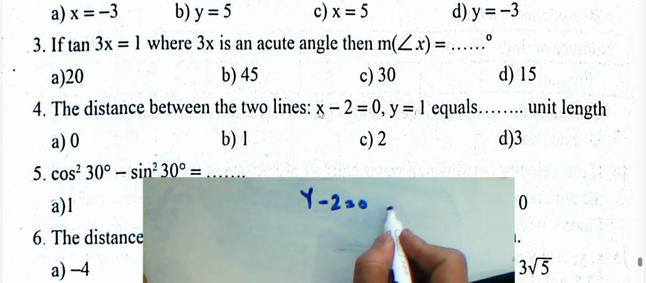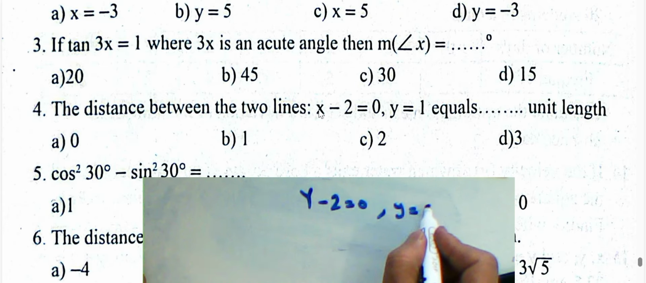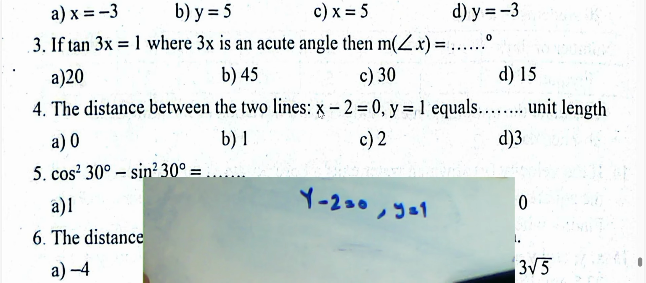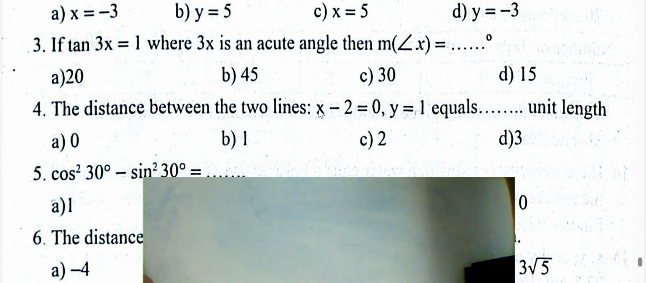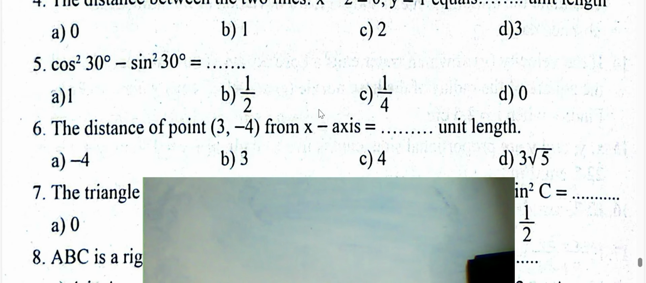You must change x here to y: y minus 2 equals 0. Then we have the equations y minus 2 equals 0 and y equals 1. This is the distance between the two straight lines here. It will be 1 unit. Okay, this was wrong, students. Wrong question. Okay. Next question.